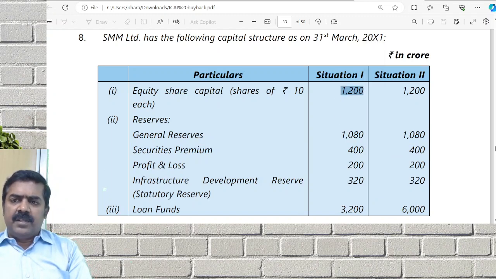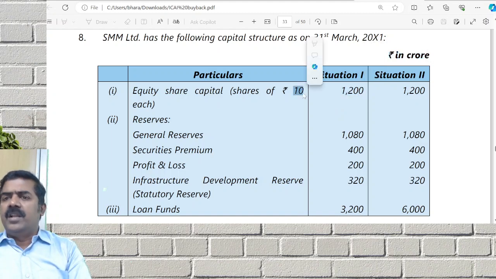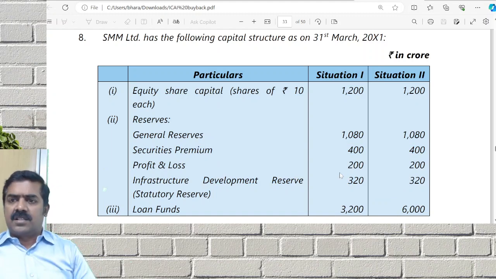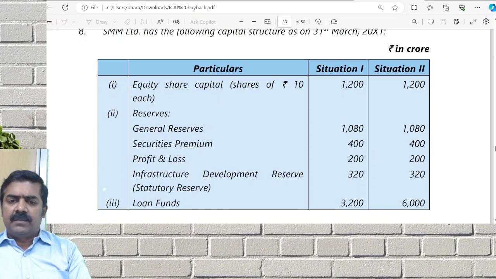So how many shares will be there in crores? 1200 divided by 10, how many shares will be there? 120 crore shares will be there. This share capital plus all reserves and surplus will give us what? Shareholders funds, and we'll use it for the resources test. Loan funds alone we'll have what? 2 cases and solve it.